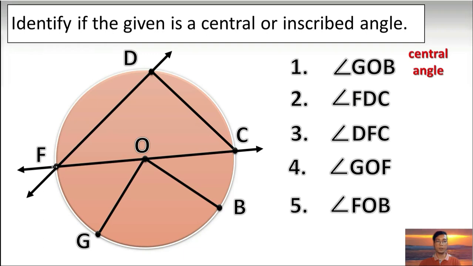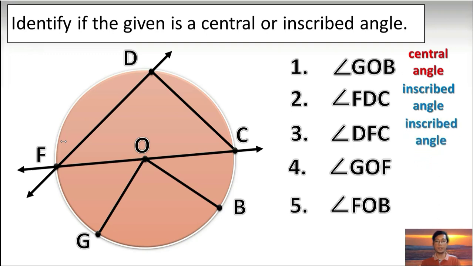Number 2, angle FDC. Ayun. So, ito po yung angle. The angle is on the circle. So, number 2 is an inscribed angle. Number 3, angle DFC. So, ito po yung angle na yon na tinutukoy. So, angle DFC is of course an inscribed angle.